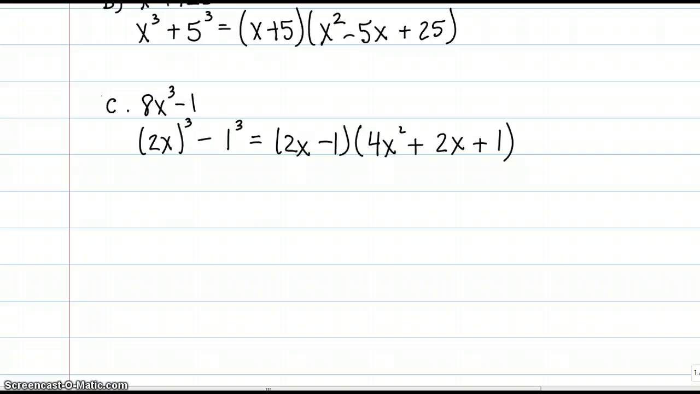All right. So now I'm going to move on to example 3. And we're going to factor the polynomials by grouping.